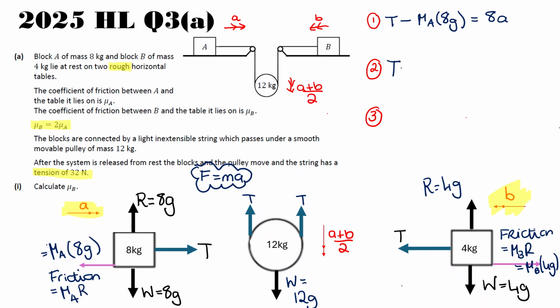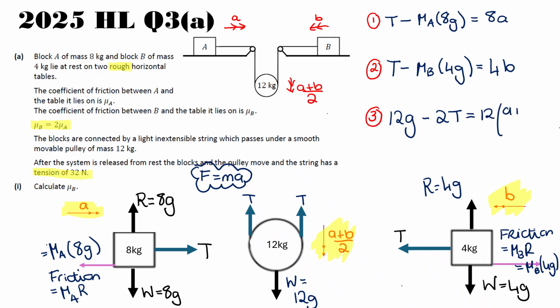So we have T minus mu B for G is equal to mass, which is 4, times our acceleration, which is b. And then lastly, 3 is going to be our pulley. Our pulley is moving down, so we take down as positive. So that's 12g, take away 2T, and that's going to be equal to 12 times (a plus b) over 2.